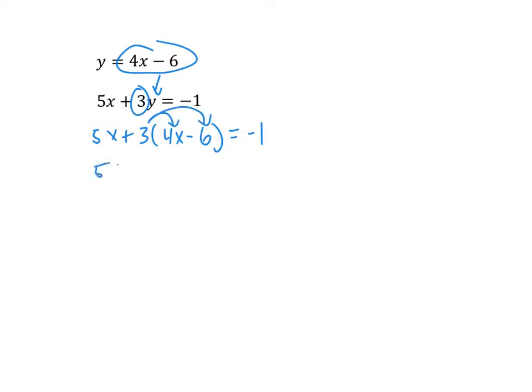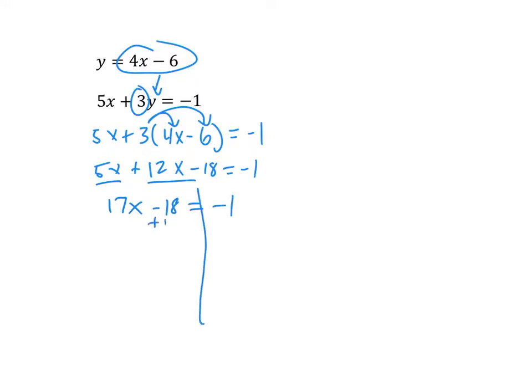So we'll get 5x plus 3 times 4x will be 12x. And 3 times negative 6 will be negative 18. And that will be equal to negative 1. Okay, now we can combine like terms. So we have 5x and a 12x, and they're both positive. So we add them to get 17x minus 18 equals negative 1.